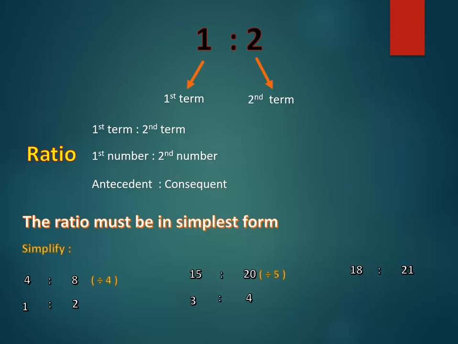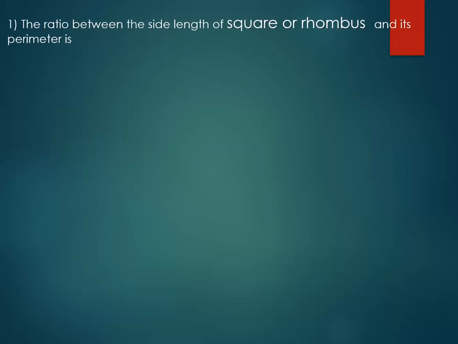18 to 21. Let's make the sum of the digits. 1 plus 8 equals 9 and 2 plus 1 equals 3. So both of them are in table 3, so divide by 3. 18 divided by 3 equals 6 and 21 divided by 3 equals 7. This is simplifying of ratio. It's very important.